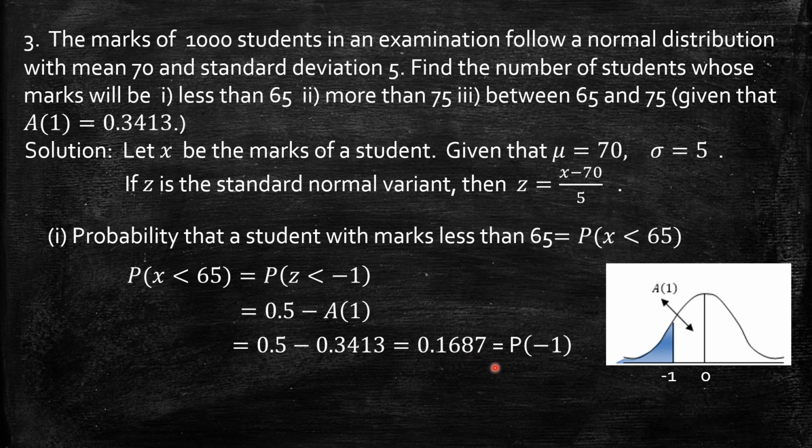Now by using a calculator, if I want to find P of minus 1, that represents the area from minus infinity to minus 1. Now I want the total number of students out of 1000. So multiply by 1000. So totally it is 168.7, which means 169 students who scored less than 65 marks.